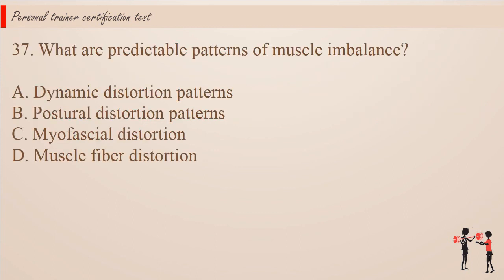Question 37. What are predictable patterns of muscle imbalance? A. Dynamic distortion patterns. B. Postural distortion patterns. C. Myofascial distortion. D. Muscle fiber distortion.